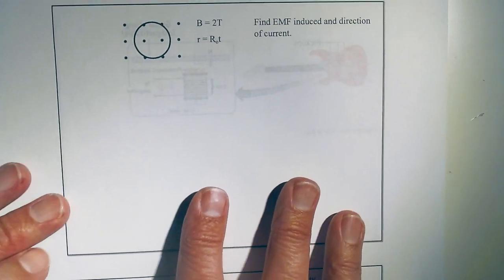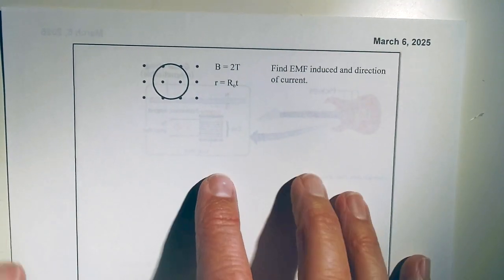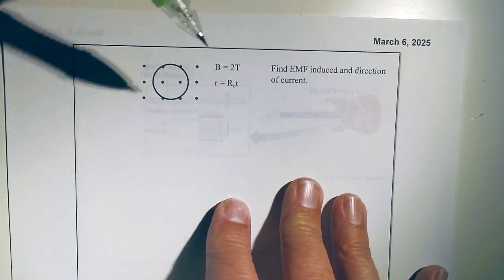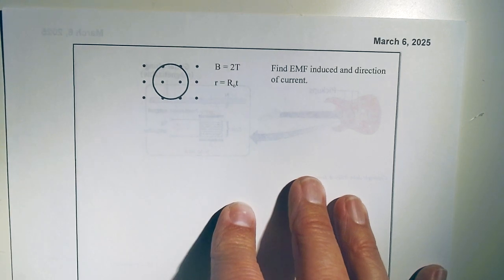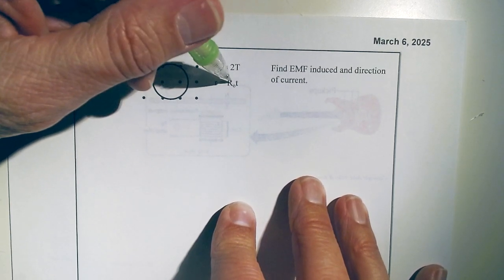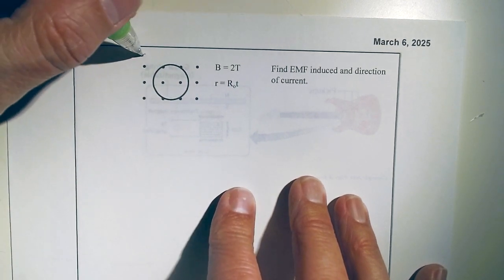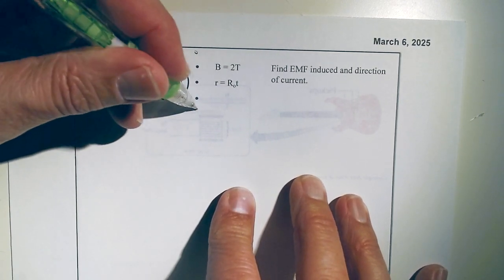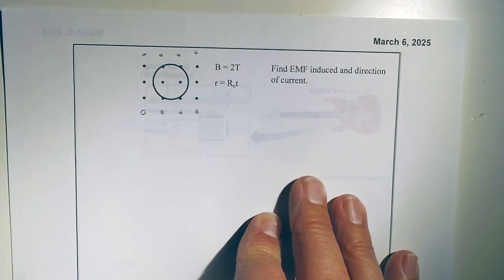Hey, we've got some other problems here. And so right now, I'm going to say, let's find the EMF induced and the direction of the current. Well, B is 2 Tesla, and R is R0 times t. So this is getting bigger. And let's assume we've got more B field, in other words, the loop is not going outside the B field, which is not a trivial assumption there.